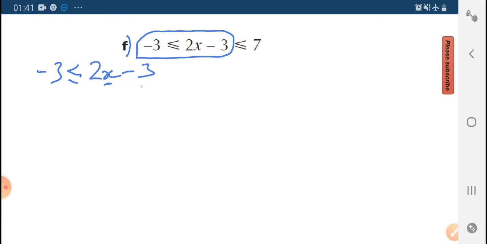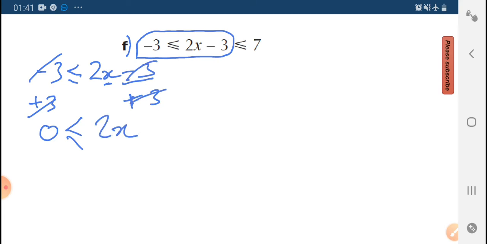To get this x on its own, I have to get rid of the minus 3 here first. So I have to add 3 to both sides. So when you add 3 to both sides, minus 3 add 3 is just 0. Copy the sign down, and then minus 3 plus 3 cancels out, leaving just 2x. So now to get rid of this times 2 and get x by itself, I have to do the opposite of times 2, which is divide by 2. So divide by 2.